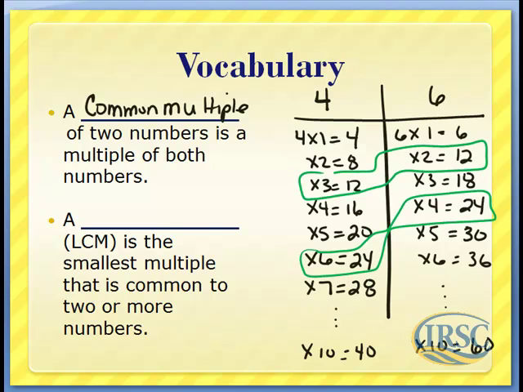Now, let's look at the next definition. A blank, in parentheses, LCM, which represents the least common multiple, is the smallest multiple that is common to two or more numbers. We have the least common multiple.